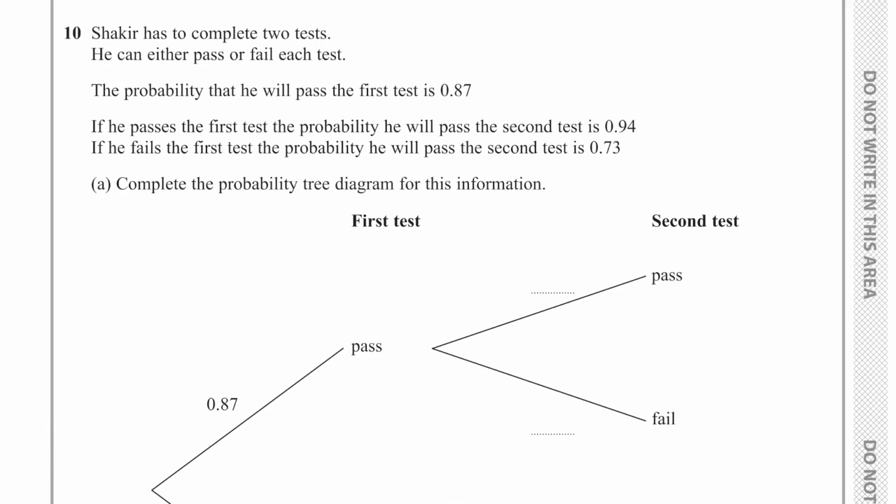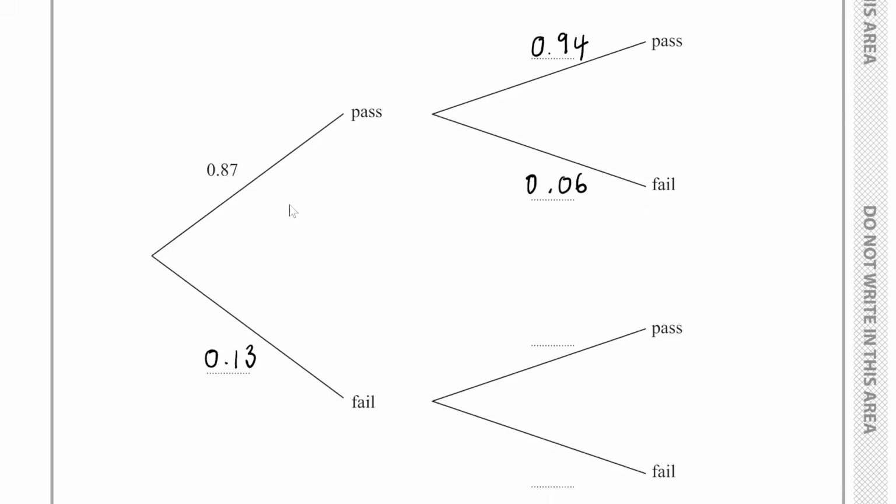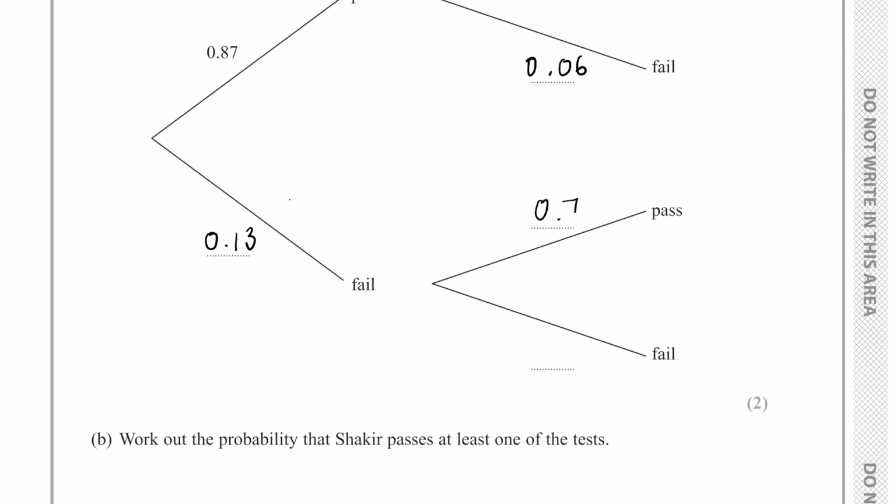If he passes the first test, the probability he will pass the second test is 0.94, which means the probability he won't is 0.06, again, because the probabilities have to add up to 1. If he fails the first test, the probability he passes the second one is 0.73. 1 minus 0.73 is 0.27.